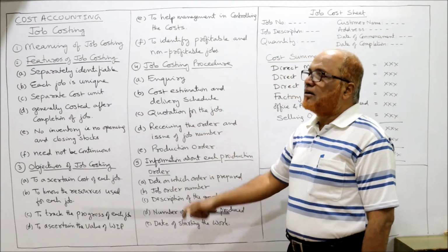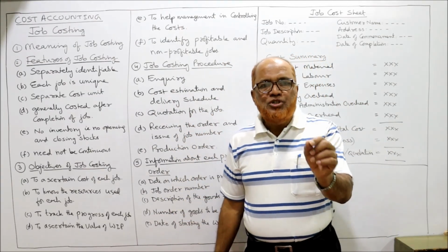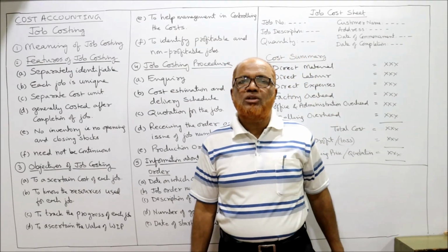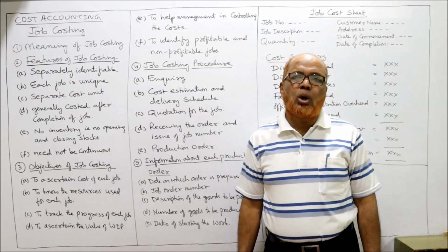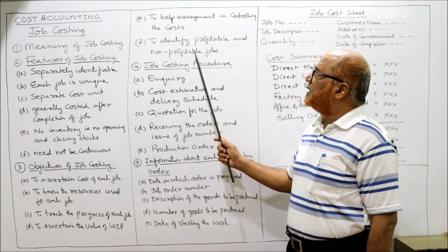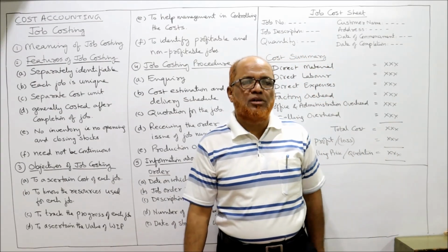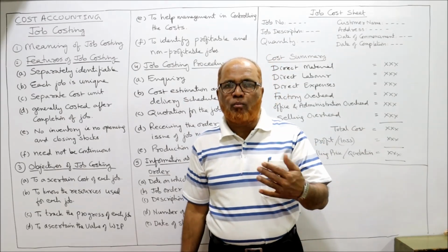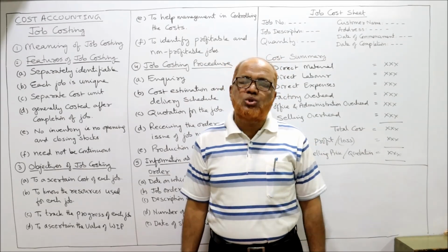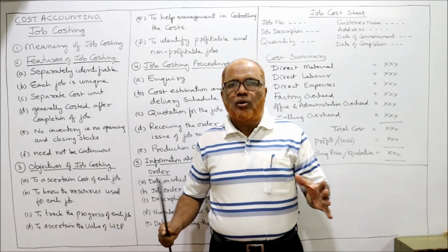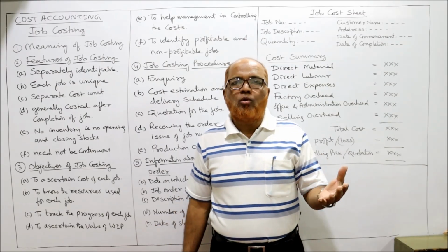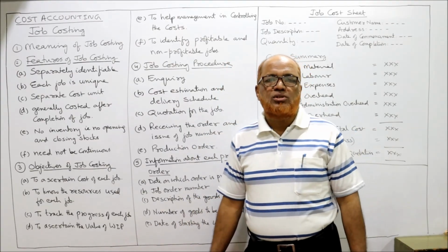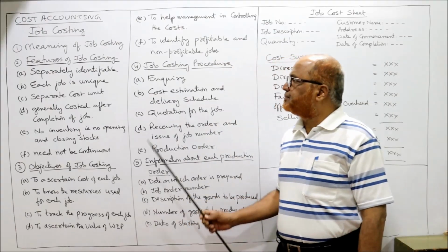Then, to help management in controlling the cost. One of the objectives of cost accounting is to control the cost. So by making a job cost sheet, we are able to put a control on the costs. Then, to identify profitable and non-profitable jobs. See, all the jobs are not equally profitable. Some jobs are more profitable, some are not so profitable. The management can identify which jobs are more profitable and which are non-profitable. So these are the objectives of applying job costing.